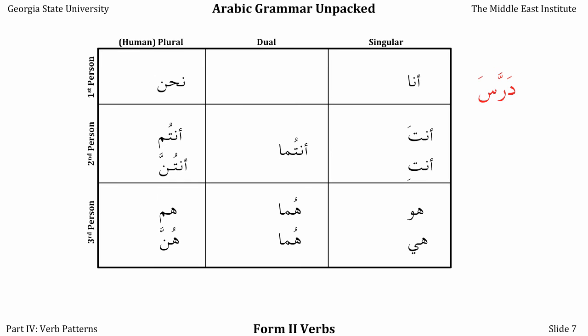If we look at their conjugation, it's very simple. It's exactly the same as a Form 1 verb, a regular verb, except in this case you're doubling the middle consonant. So instead of darastu, we say darrastu, darrasta, darrasti.